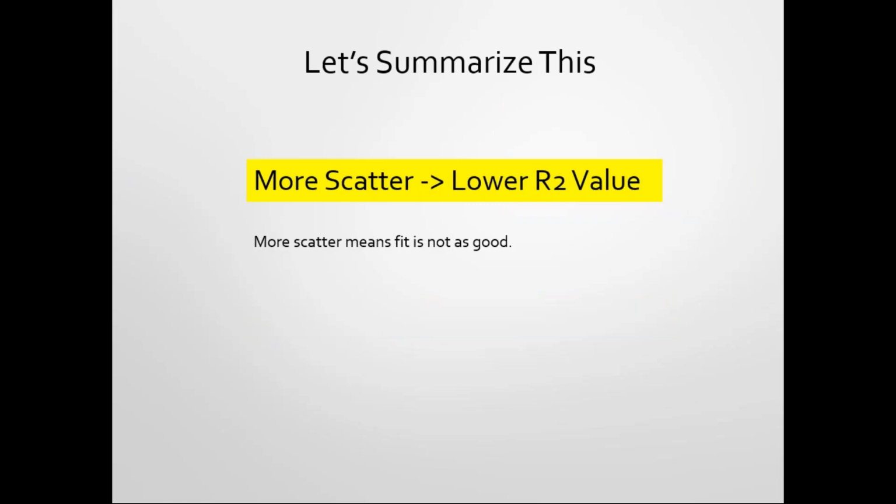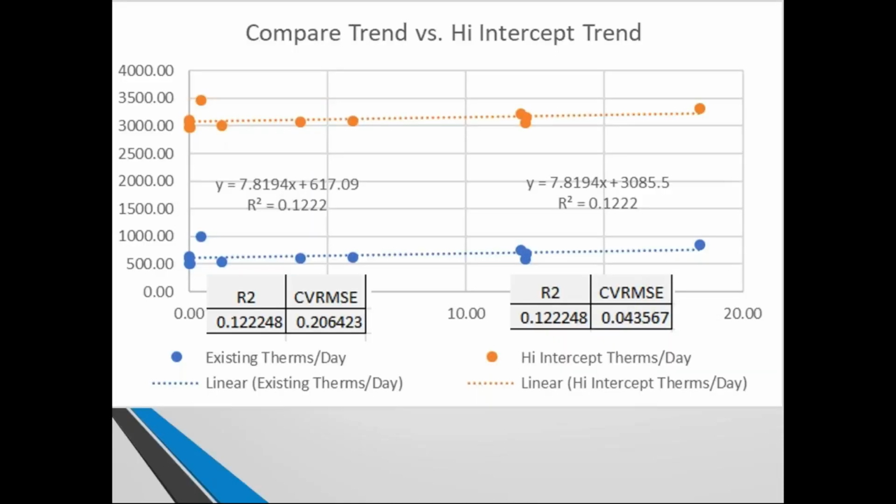More scatter means the fit's not as good, of course. More scatter is a lower R squared value. That seems to make sense. When I say it seems okay, it makes sense. The R squared works, yeah. The fit's not as good, the R squared's lower. Okay, let's look at another one.